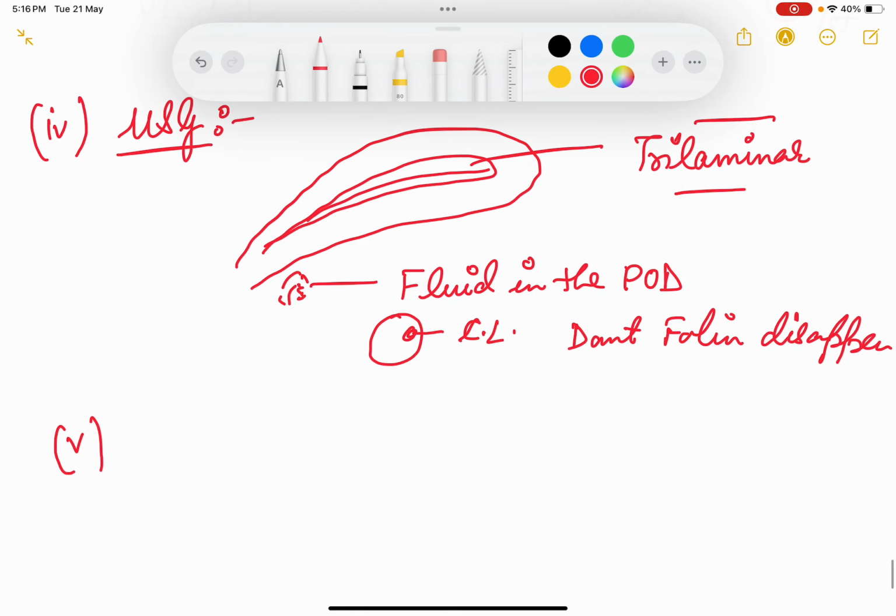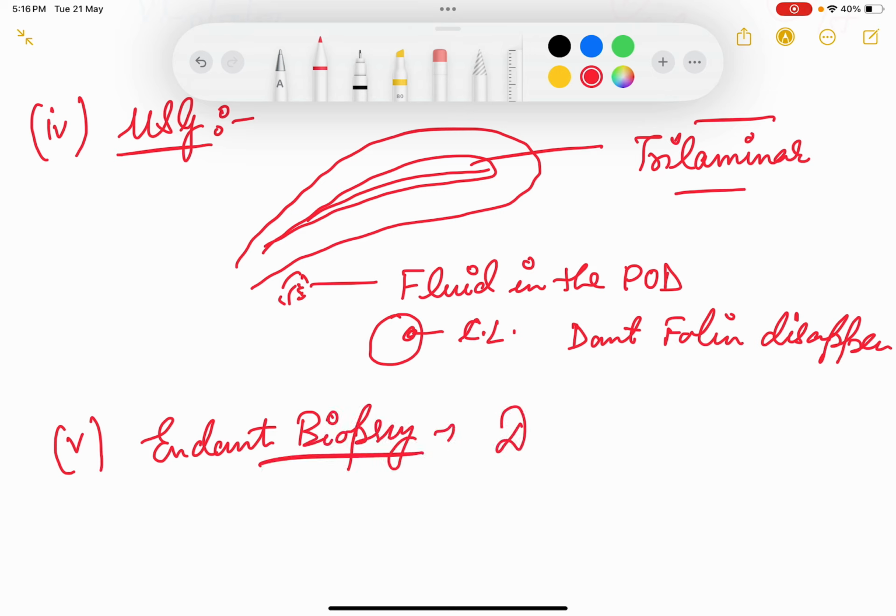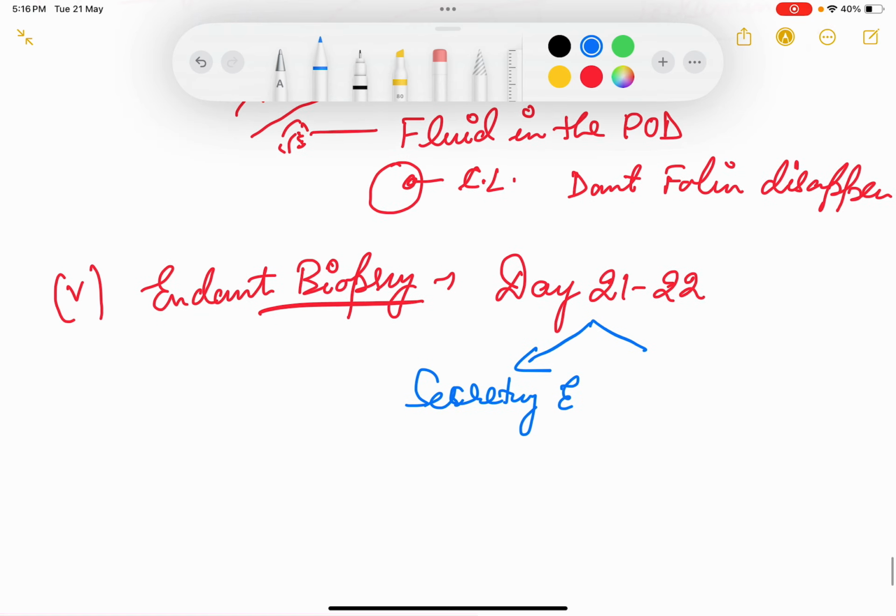The number 5 finding can be in endometrial biopsy. If you take a biopsy on day 21 to 22 of the cycle and it shows secretory endometrium, that is, the glands are formed, then it is suggestive of progesterone being present. This means ovulation has taken place.